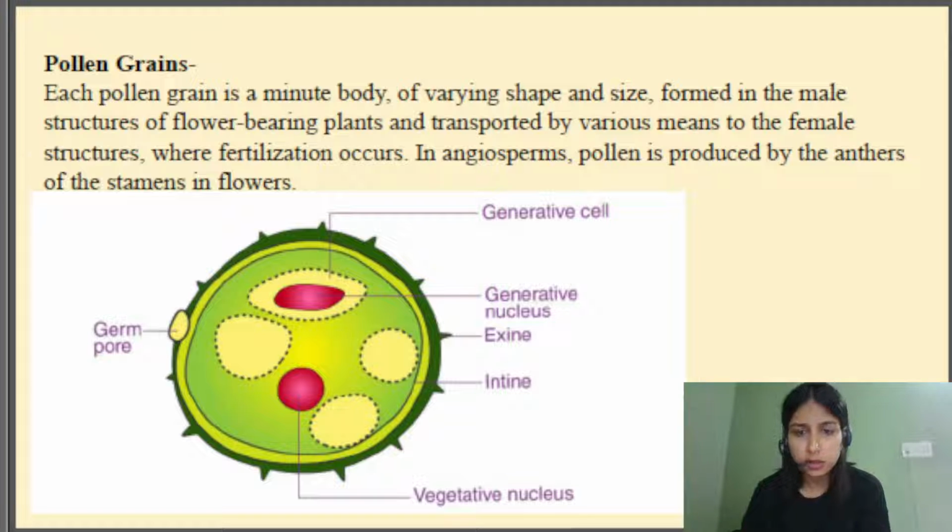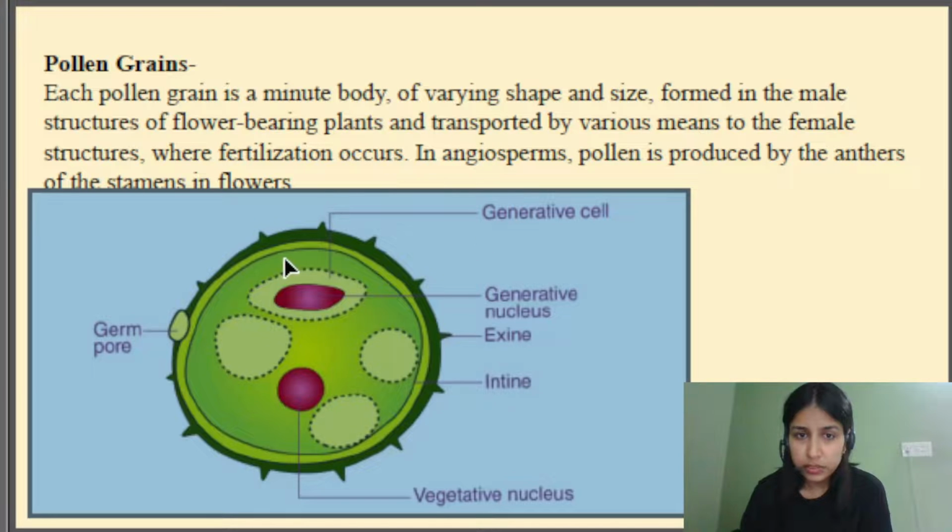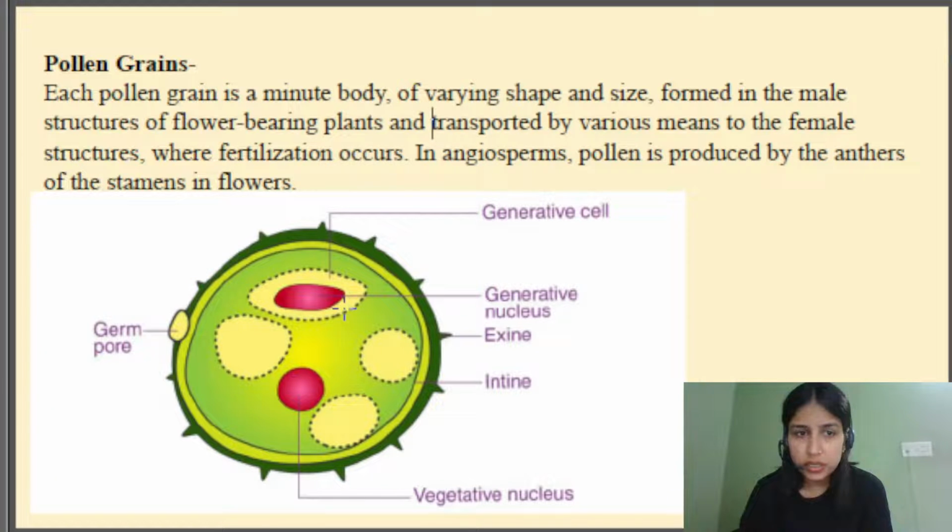If we talk about the structure of this pollen, we can see there is a generative cell, or we can say it has a generative nucleus as well. Then there is a vegetative cell as well. There are two layers present in the pollen. The inner layer is intine, and the outer layer is exine. And if we talk about any aperture, we have this germ pore that is coming out from the intine. It interrupts the entire exine layer and forms a pore in the exine layer, which is called the germ pore.